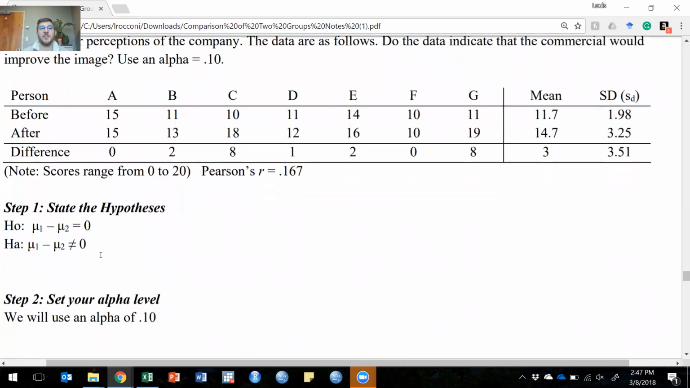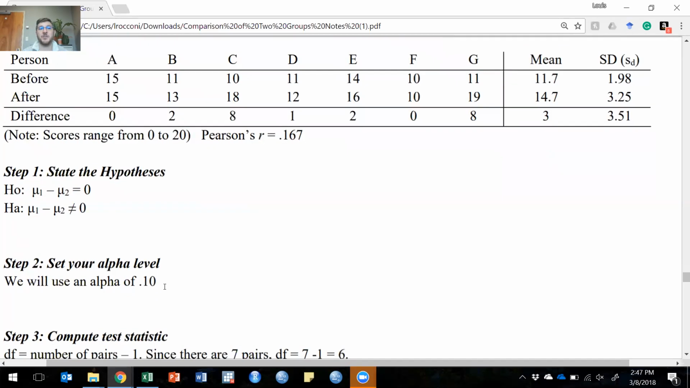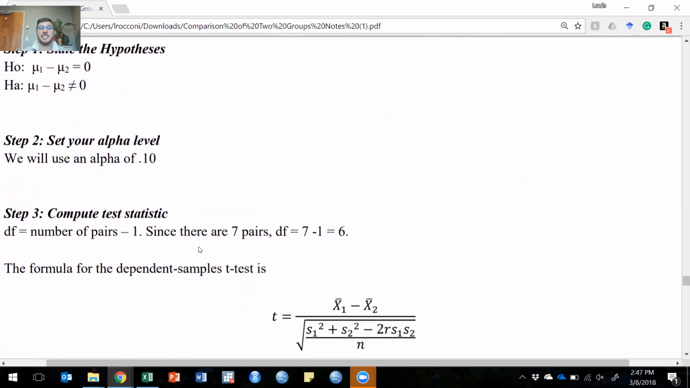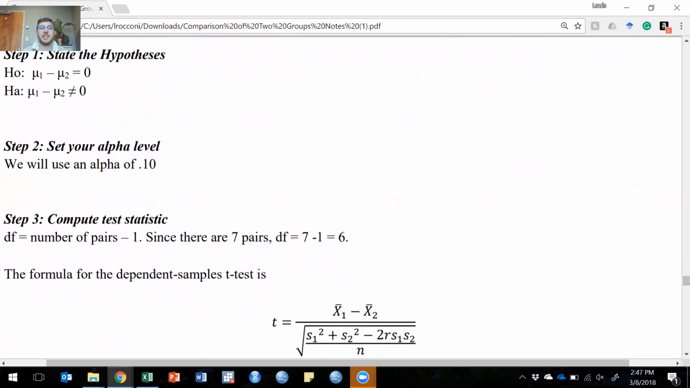We're going to set our alpha level. We were told to use an alpha level of 0.10, so we're willing to accept a 10% chance of making a type 1 error in this case. We need to compute our test statistic. So we need to know the degrees of freedom. The degrees of freedom for this test are the number of pairs, so basically the number of subjects you have minus 1. There are 7 subjects, 7 pairs. Subtract 1 from 7, we have degrees of freedom of 6.